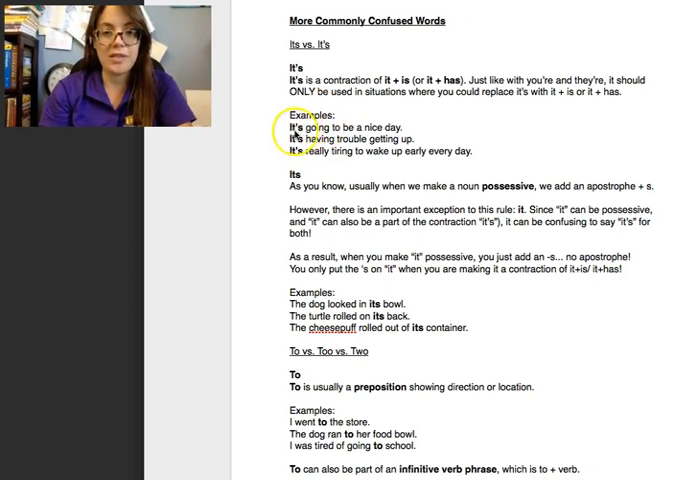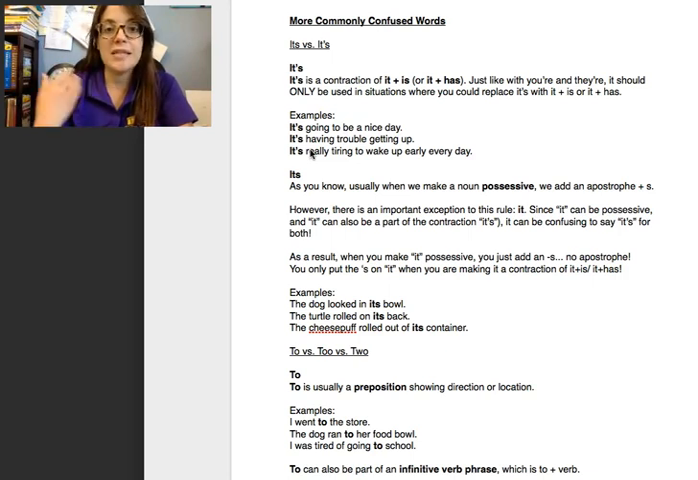So examples: it's going to be a nice day. I'm saying it is going to be a nice day. It's having trouble getting up. It is having trouble getting up. It's really tiring to wake up early every day. It is really tiring having to wake up early every day. Okay, so all of those are situations where I could have said it is, so I want to use the apostrophe s.